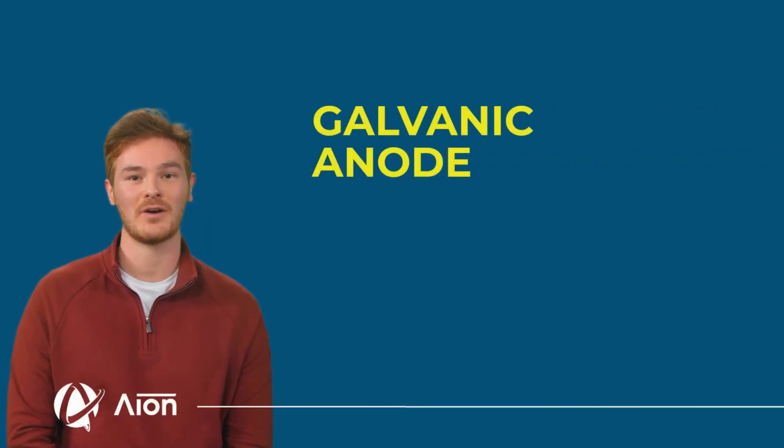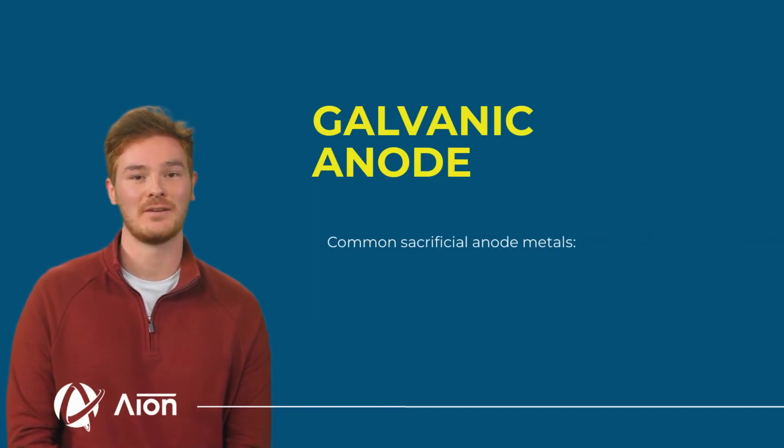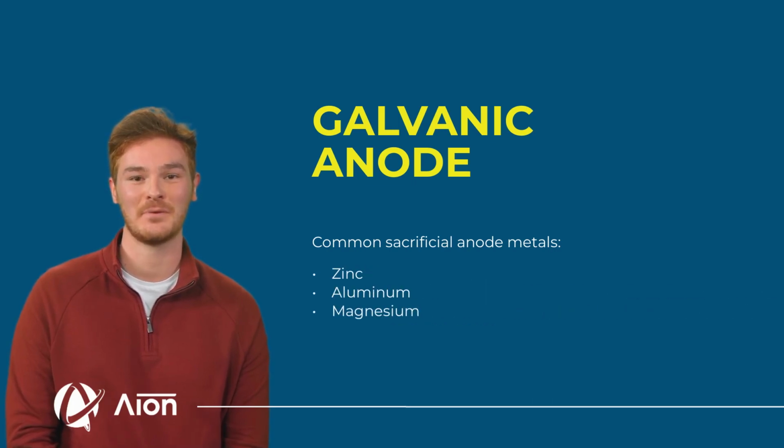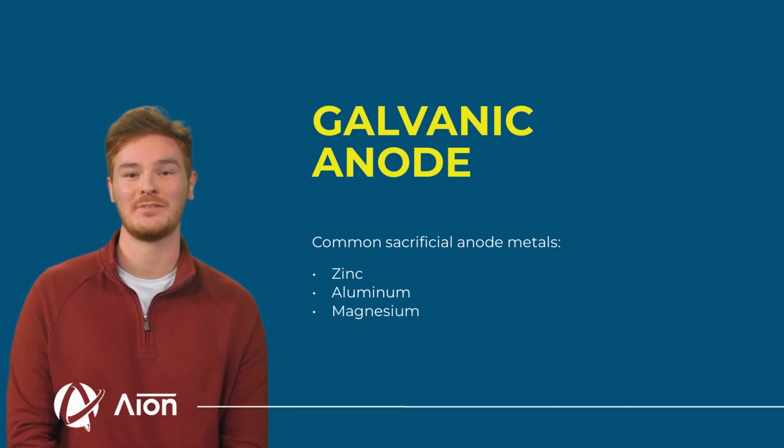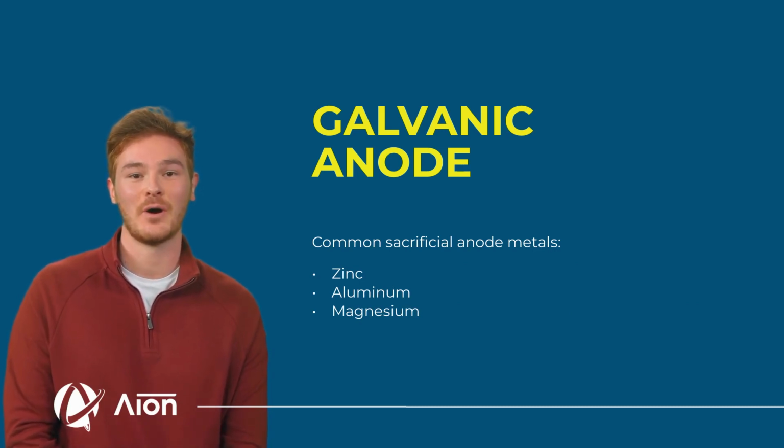In the case of galvanic or sacrificial anode cathodic protection, a more easily corroded metal, such as zinc, aluminum, or magnesium, called a sacrificial anode, is used to provide the external source of electrons. This sacrificial anode corrodes instead of the protected structure, sacrificing itself to protect it.